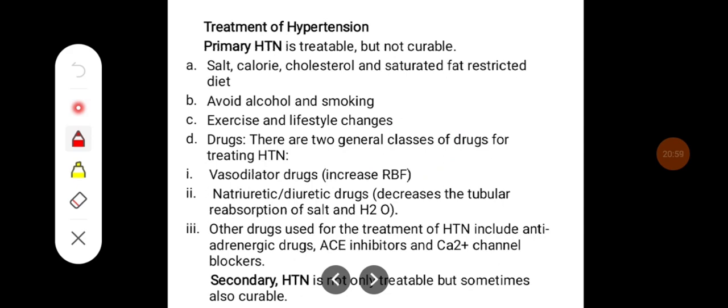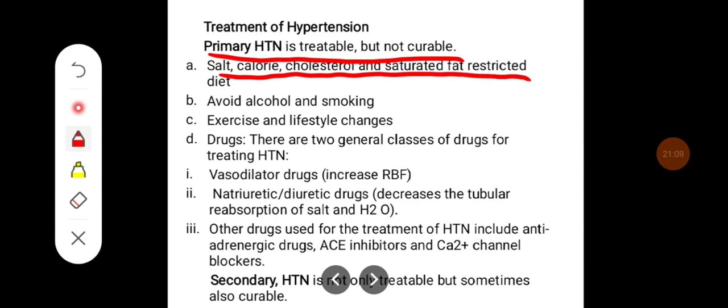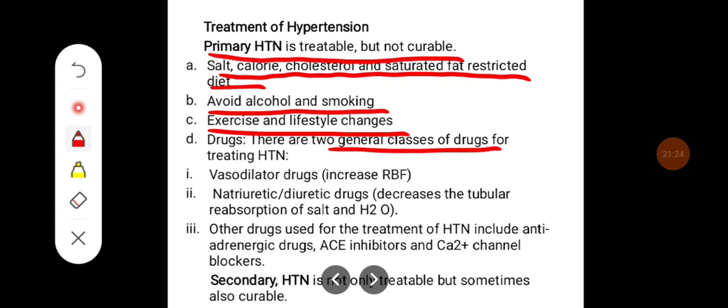The treatment of hypertension: primary hypertension is treatable but it is not curable. Some of the modalities are a salt, calorie, cholesterol, and saturated fat restricted diet, avoidance of alcohol and smoking, modifying the lifestyle, and some drugs. Two general classes of drugs are usually used.